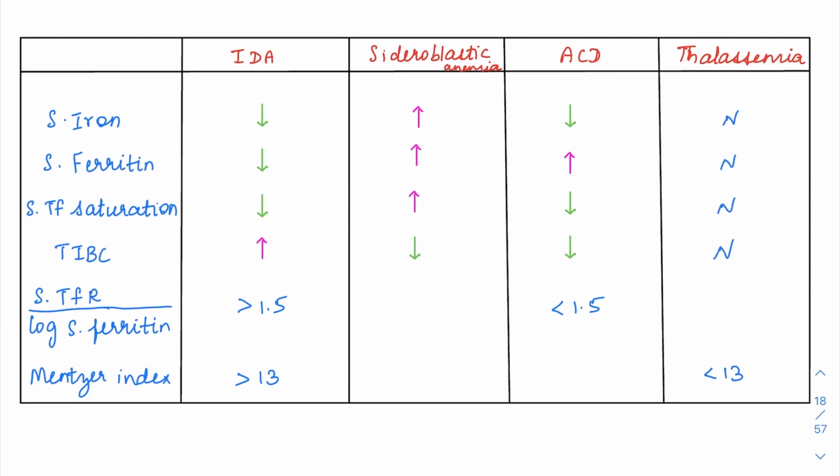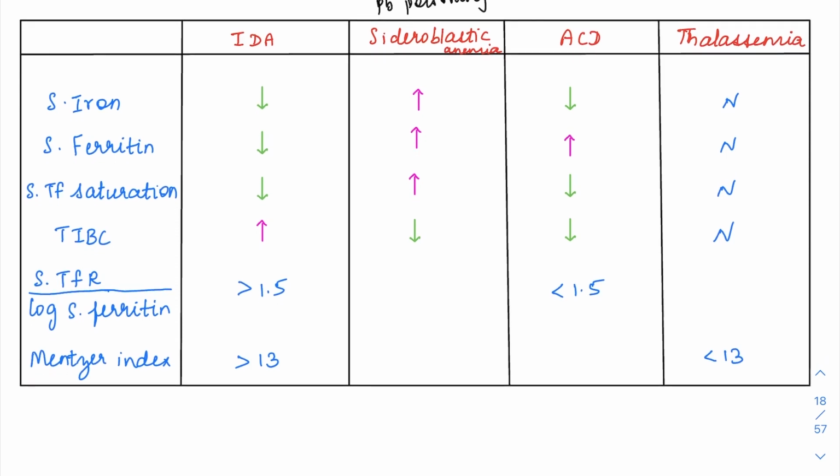So let's see it in a comparative manner now. All these: IDA, sideroblastic anemia, anemia of chronic disease, and thalassemia, even lead poisoning. Lead poisoning was a cause of sideroblastic anemia, right? So all of these were causes of microcytic hypochromic anemia. Thalassemia, we'll be reading about it in hemolytic anemia.